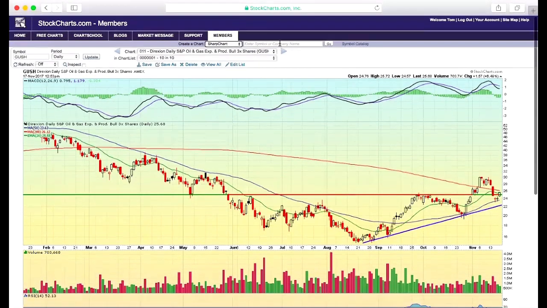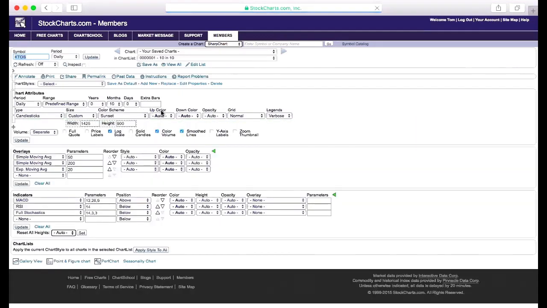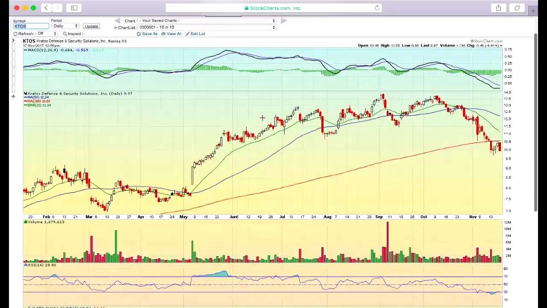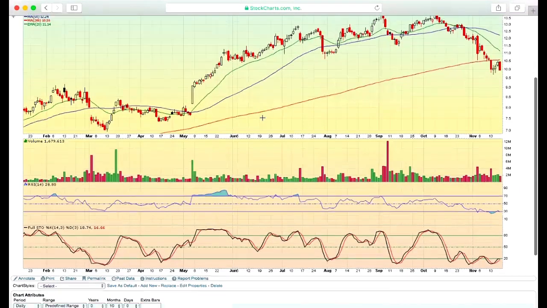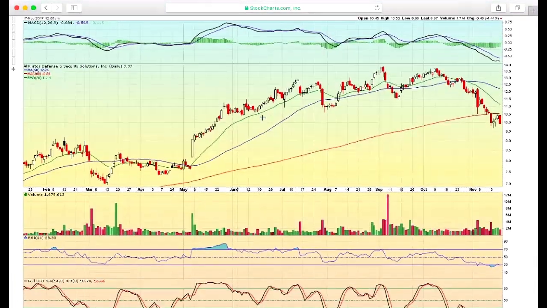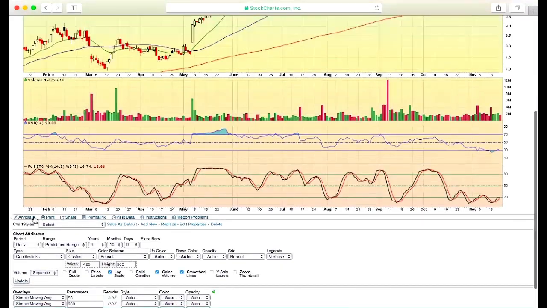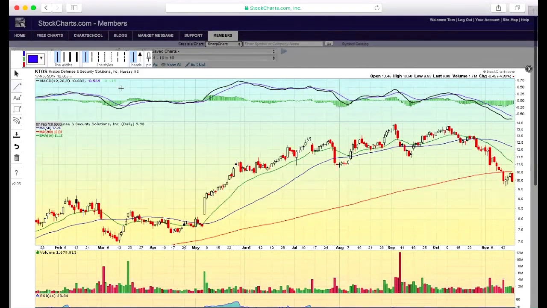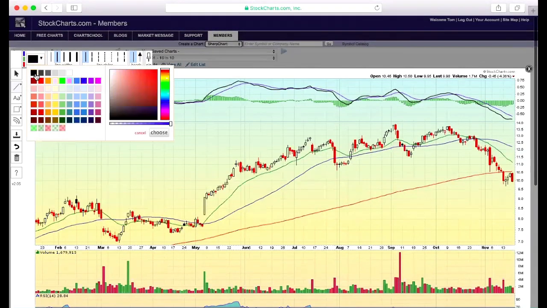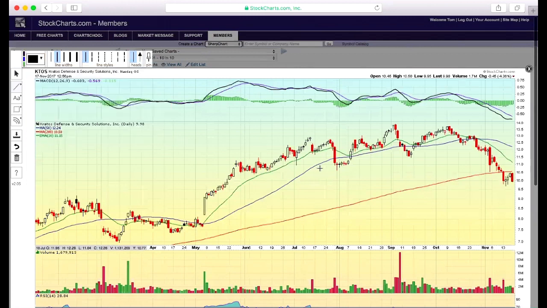All right. The next one we have is KTOS, Kratos. Actually, I could see a head and shoulders on this and a reverse flag possibly setting up right now. Yeah, I'm not a big fan of the upsloping neckline, but I definitely can see what you're looking at here. I always use that. Rather messy, but like I said, those tops, the shoulders and heads can be a bit messy, and Bulkowski does mention that.